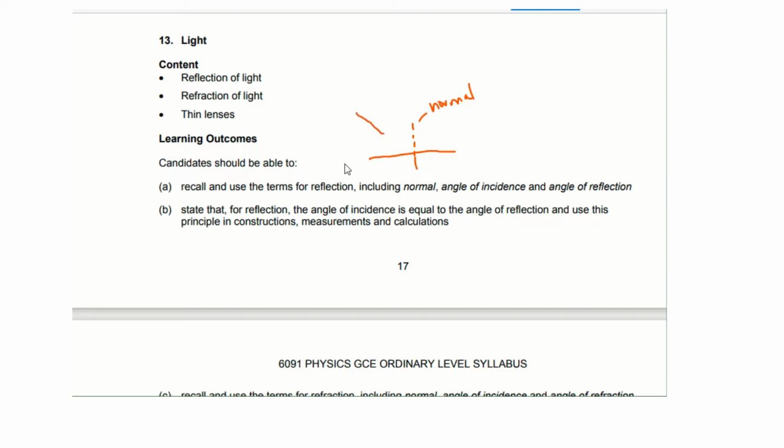Then I have the angle of incidence here, which I denote I, and the angle of reflection, which I denote R. And when we have reflection, I is equals to R. The angle of incidence will be equals to the angle of reflection. Okay, so you need to state that for reflection, the angle of incidence is equals to the angle of reflection, and use this principle in constructions, measurements, and calculations. Okay, so you need to be able to draw the reflection diagrams, and also be able to apply the concept I equals to R.